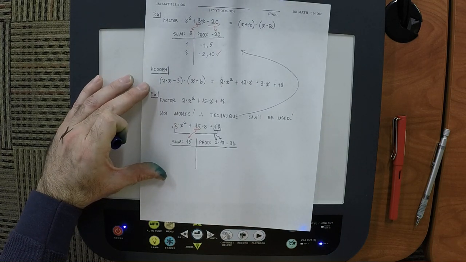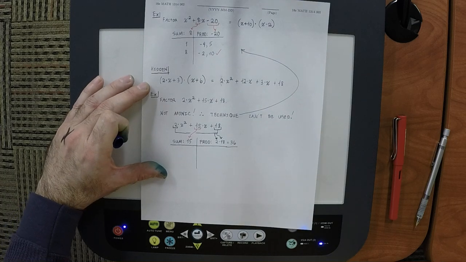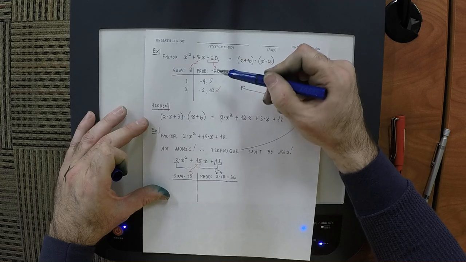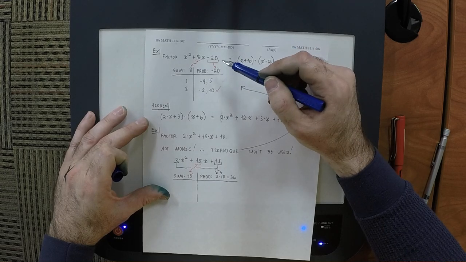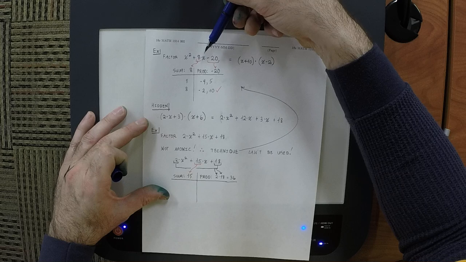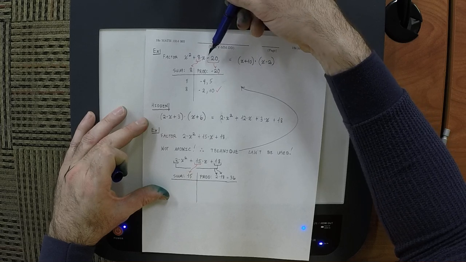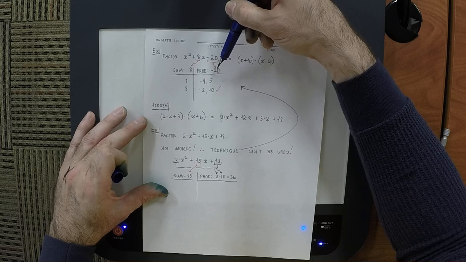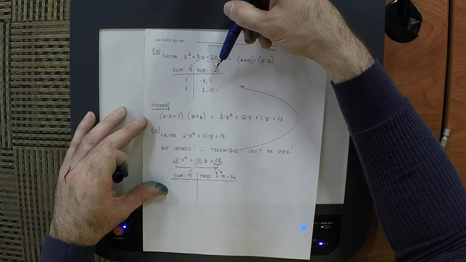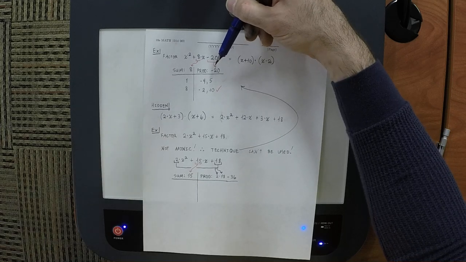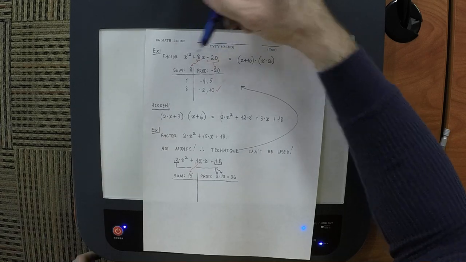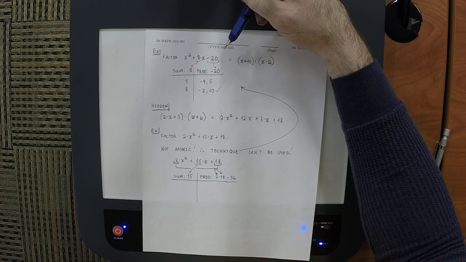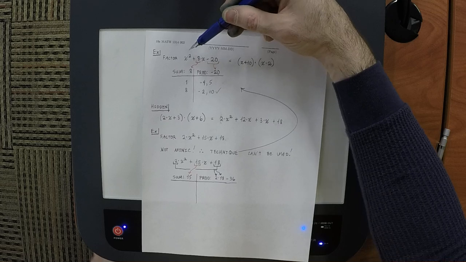Okay. Now before we go any further, I'd like to point out something about that exercise we did at the top of the page. What is the leading coefficient for this one? 1. And so you could just interpret this as 1 times negative 20. Right? Which means that, in fact, in all cases, we want the product to be the product of the first and last coefficient. Yes? That's correct.